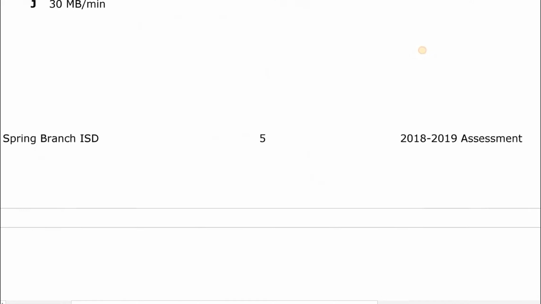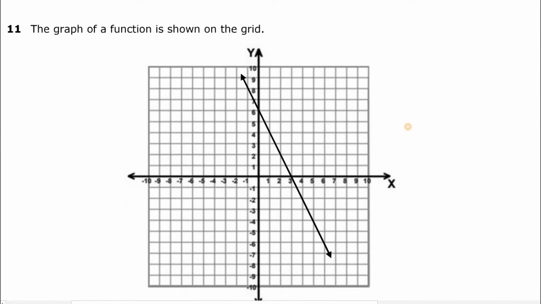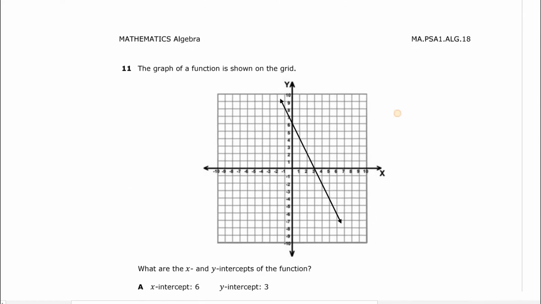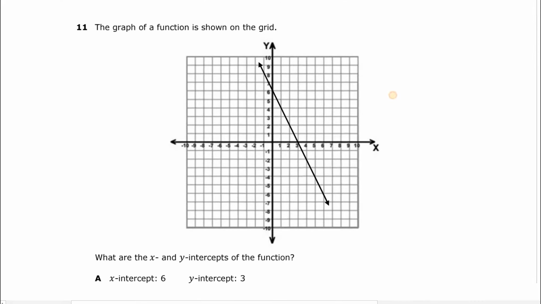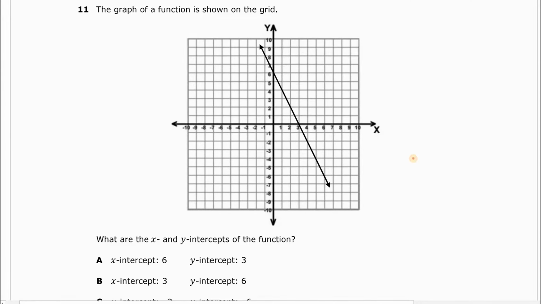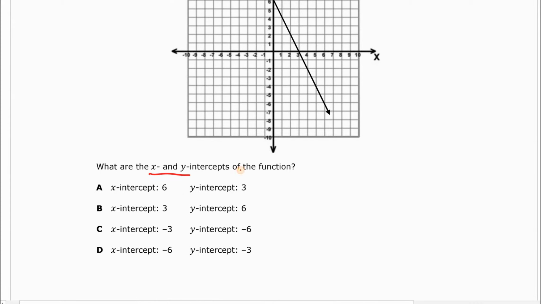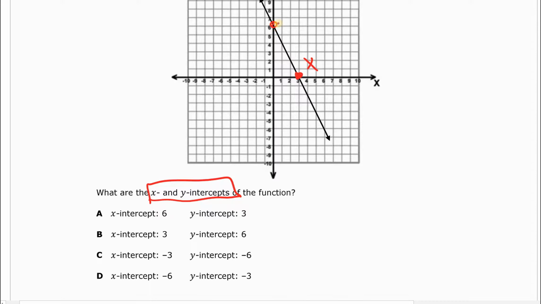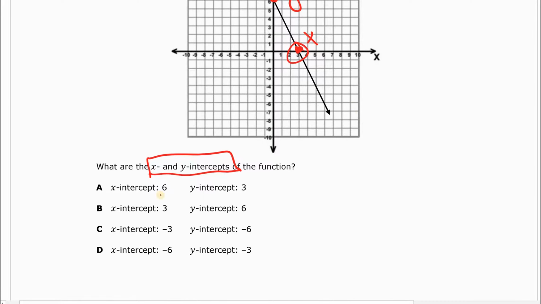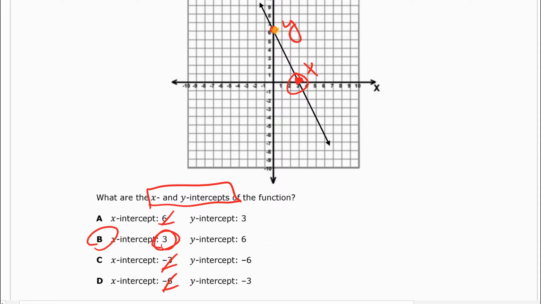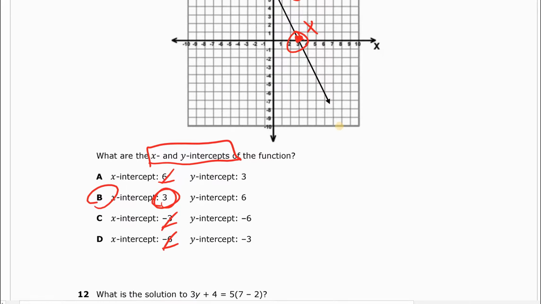All right. Next question, number 11. The graph shows a function on the grid. It asks us for x and y intercepts. That's this, the x-intercept, and this, the y-intercept. The x-intercept is +3. The only one that has the right x-intercept is B. But we can also check the y-intercept is up there at 6, which is correct as well. B is the answer.